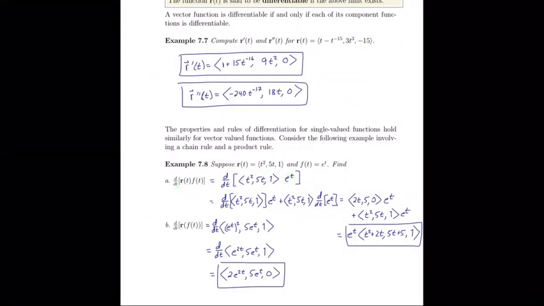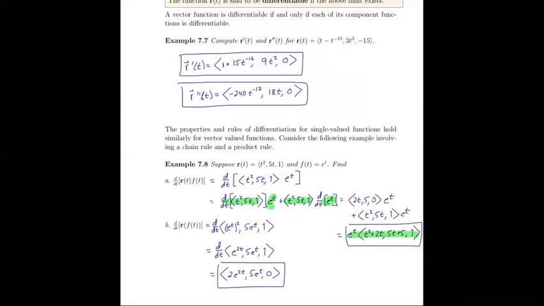Proving that's pretty straightforward. The book contains probably an example of that or the details of that derivation. So this is the derivative of the vector function times the scalar function plus the vector function times the derivative of the scalar function. And the ending result is that. We could leave e to the t as a factor of each component or leave it as a scalar times the vector function. Just pay attention to what an answer prompt might request of you.